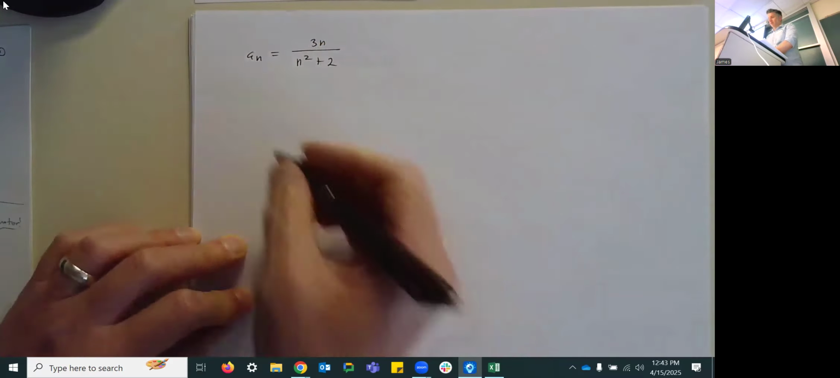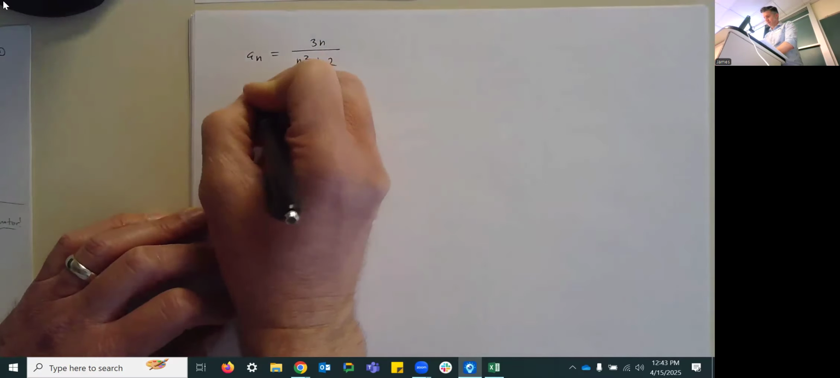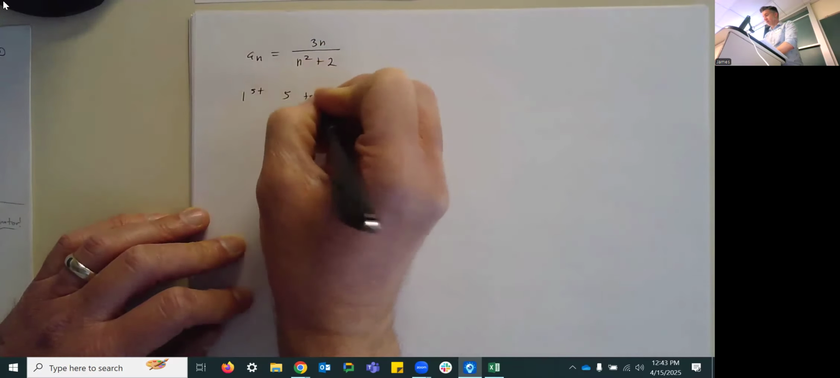So why don't you all try writing out the first 5 terms? Well, starting at n equals 1.